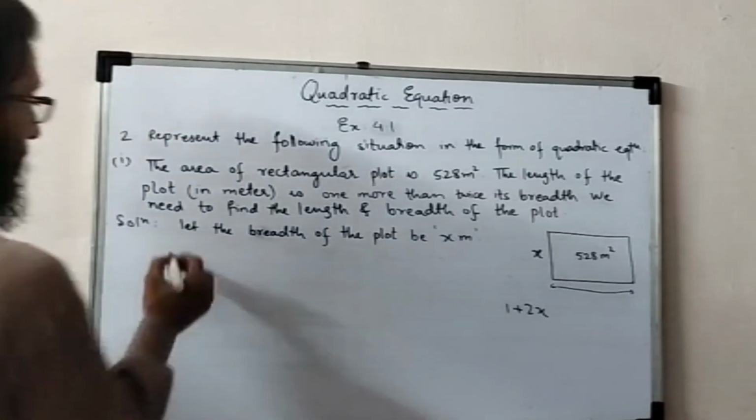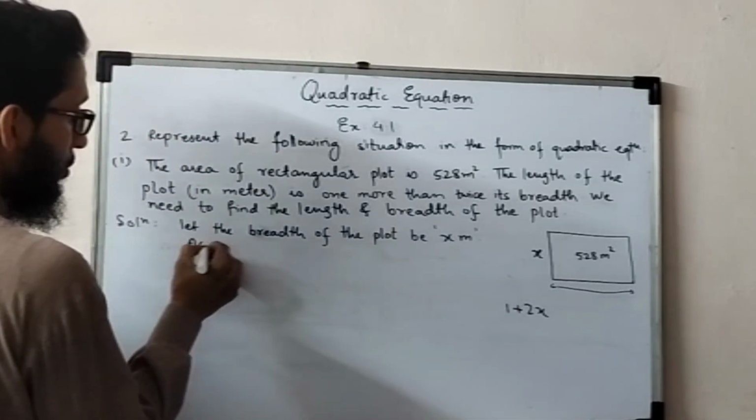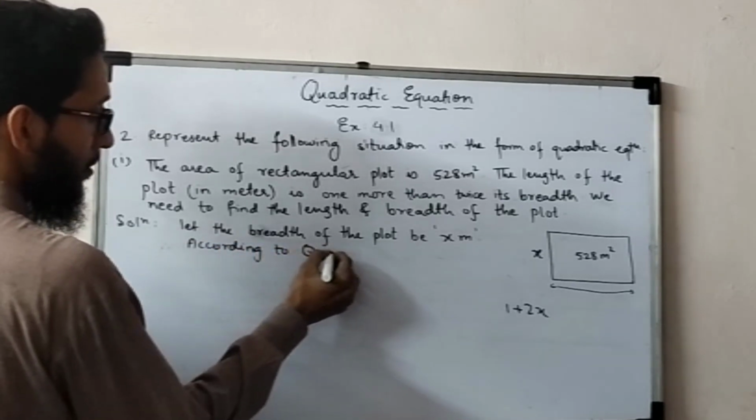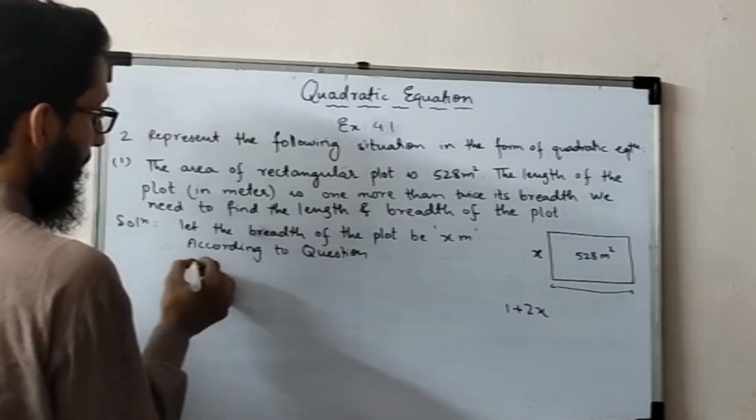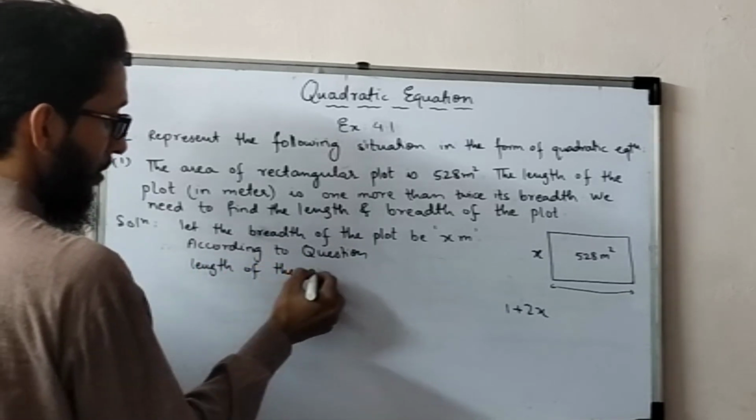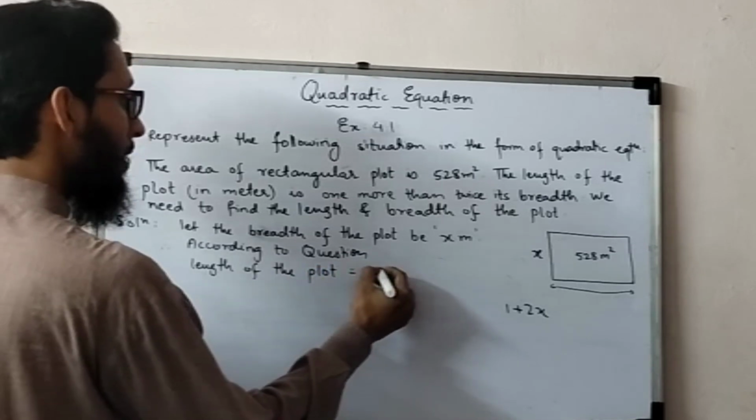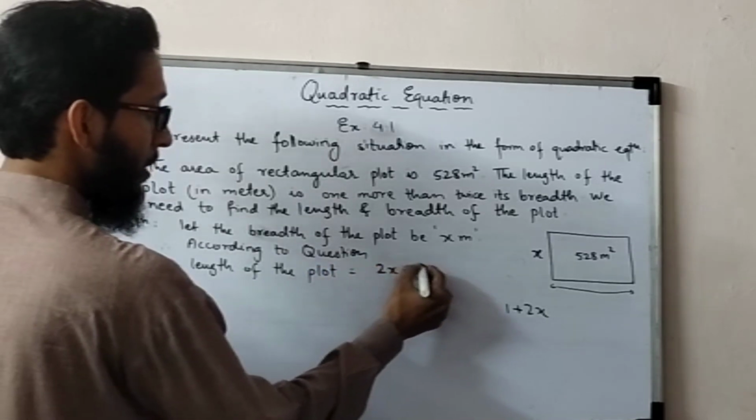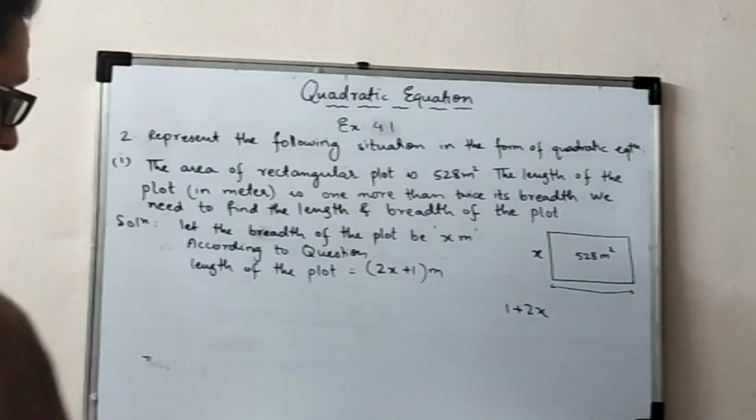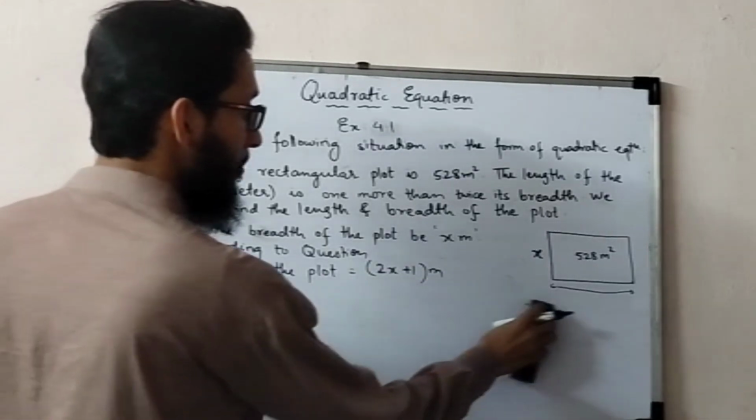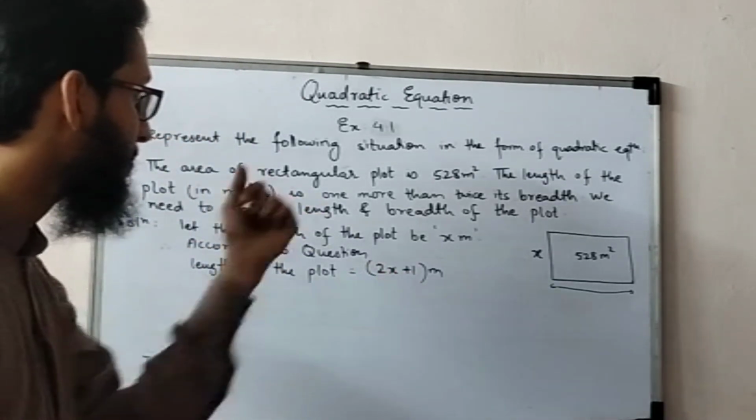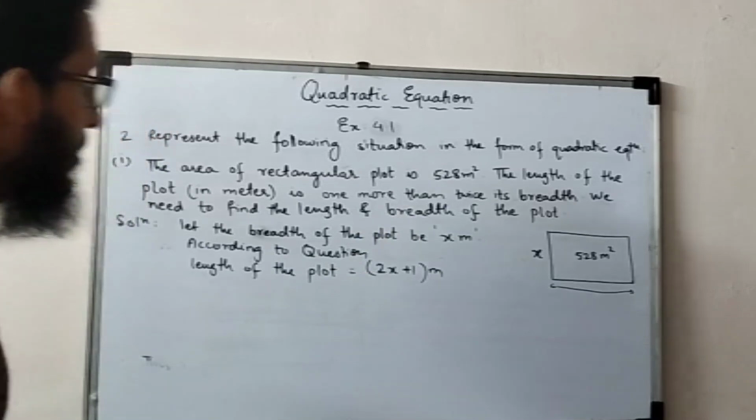So therefore, according to the question, the length of the plot is कितना हो जाएगा? 2x plus 1 meter. Understood how it has come? 2x plus 1 meter. One more than twice its breadth. It is already mentioned in the question.